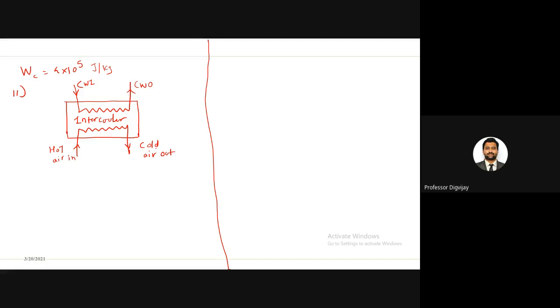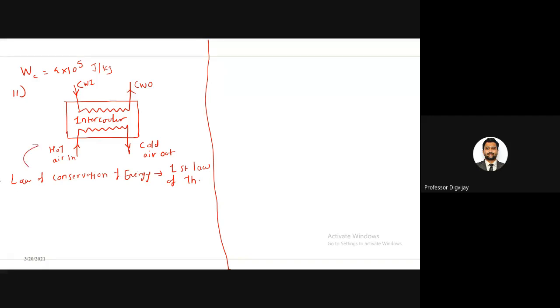Okay. So in the first chapter of your ATD, you have studied the law of conservation of energy. The law of conservation of energy is also known as the first law of thermodynamics. The first law of thermodynamics says that energy cannot be created, it cannot be destroyed. It can only be converted from one form to another form. So that means the total amount of energy remains constant. So I will apply the same equation here.